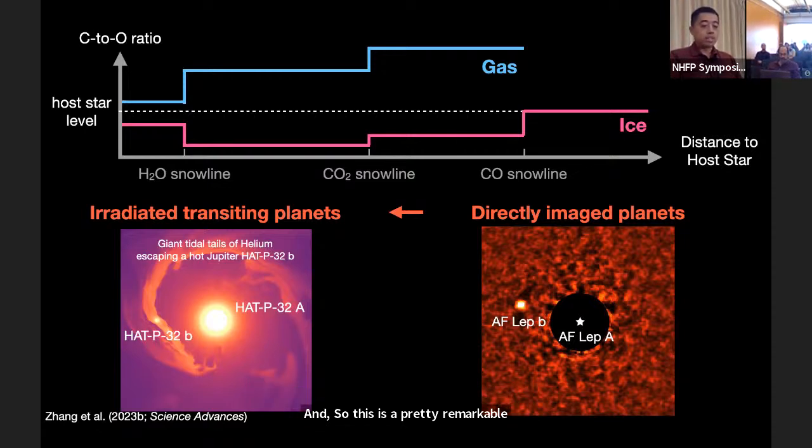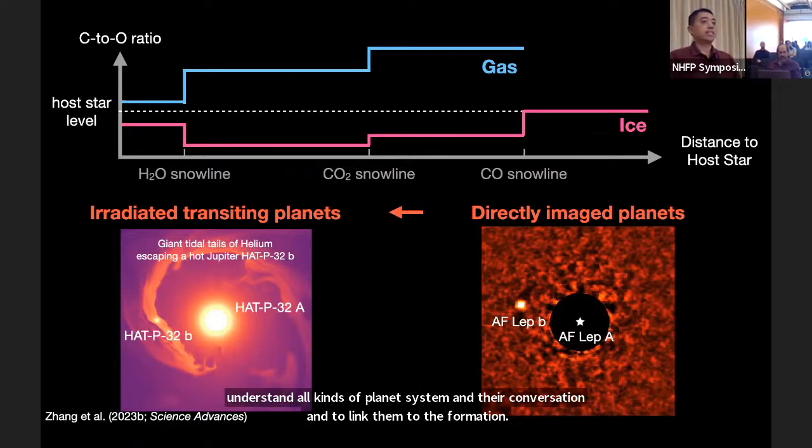And so, as I mentioned, the future goal is really to try to understand all kinds of planet systems and their compositions and to link them to formation. So with all of this, I'm happy to stop here and take your questions.